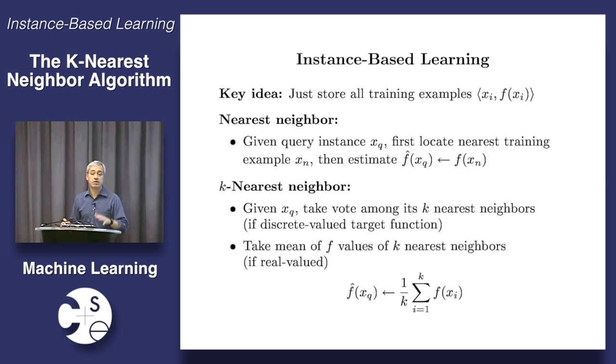Now, the average could be weighted, and we'll talk a little bit about that later. But the basic idea is that for discrete problems, k nearest neighbor just votes, and for continuous problems, it just averages. Fairly simple, okay?